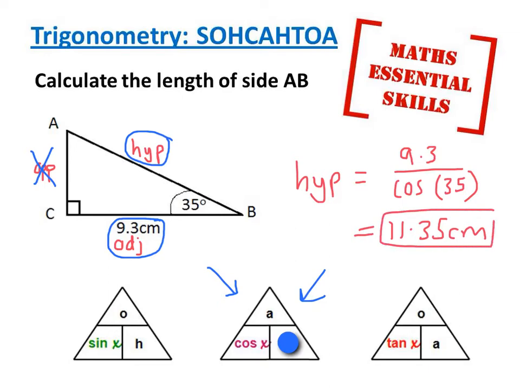Is that reasonable? Well, the shorter side is 9.3, so the hypotenuse has got to be longer than that, so 11.35 seems like a very reasonable answer.